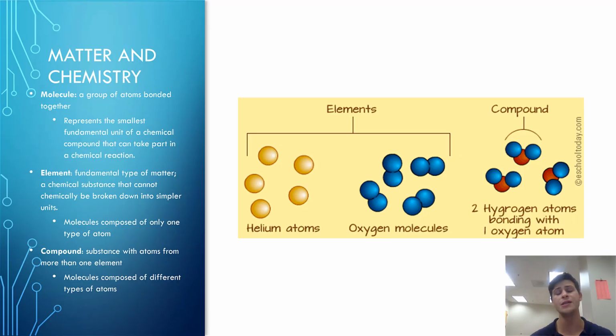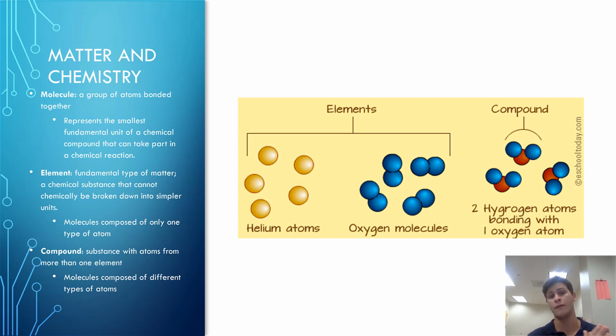structured. And in addition, we are going to talk about something called a molecule as well as an element. Now, a molecule is composed of atoms bonded together and different types of atoms bonded together. So this represents the smallest fundamental unit of a chemical compound, which can take part in a chemical reaction. Now, a molecule can be two atoms from the same element, or they can be two atoms from different elements. And an element is a fundamental type of matter, and it's a chemical substance which can't be broken down into any simpler parts.